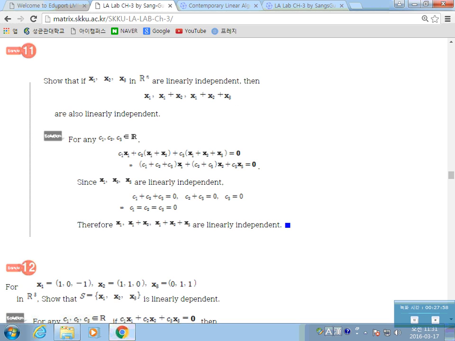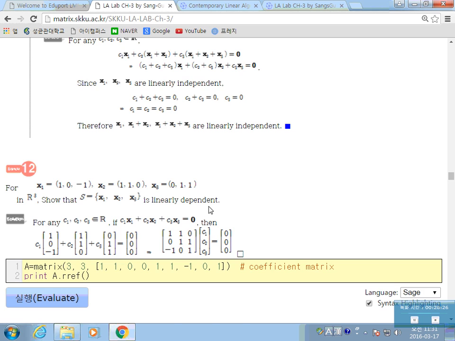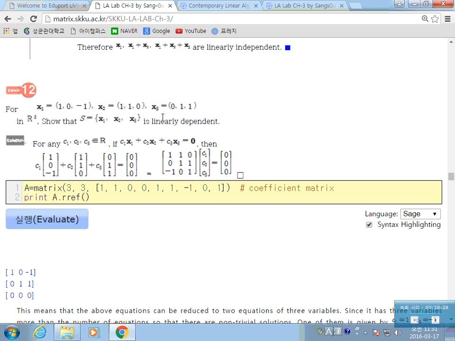Then let the linear combination of these three vectors be 0, and then form a linear system of equations. And from here, you have these three equations, which means c3 is equal to 0, then c2 should be 0 too, and if c2, c3 are 0, then c1 should be 0. So you have all c_i's are 0. That means these three vectors are linearly independent. So these are the typical examples of linearly independent vectors.